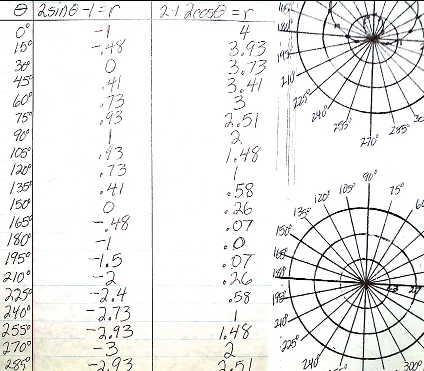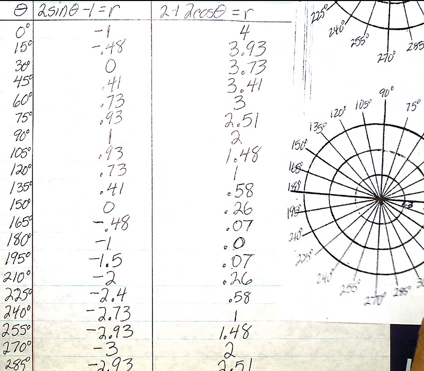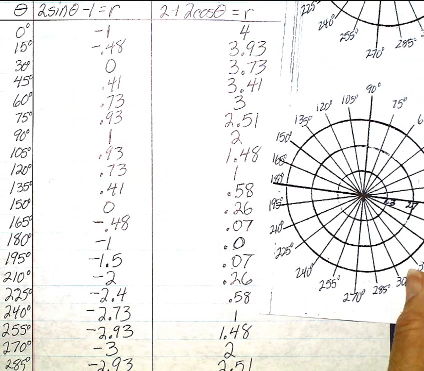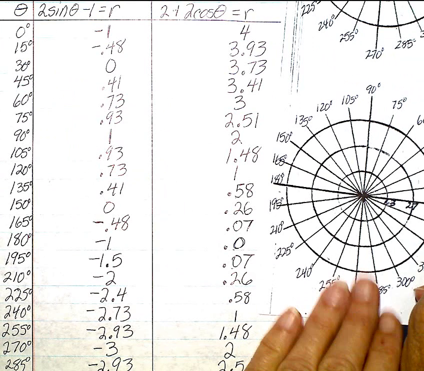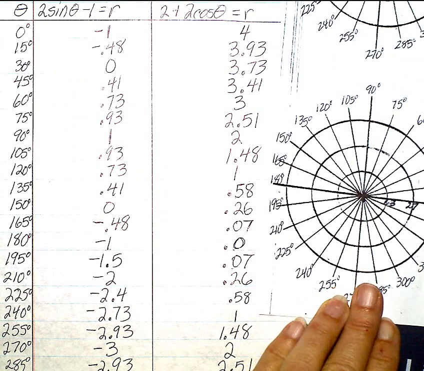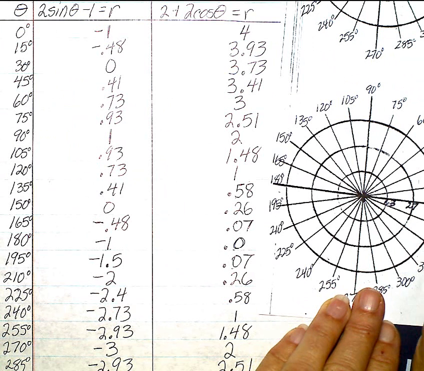Okay, so now I'm going to plot these points. So at 0, we're going to be all the way out at 4. And I know you can't see it. It's right off the screen there, but you'd fill in a dot on the 4 out there. Then 3.93 will be just inside it. Then 3.73.